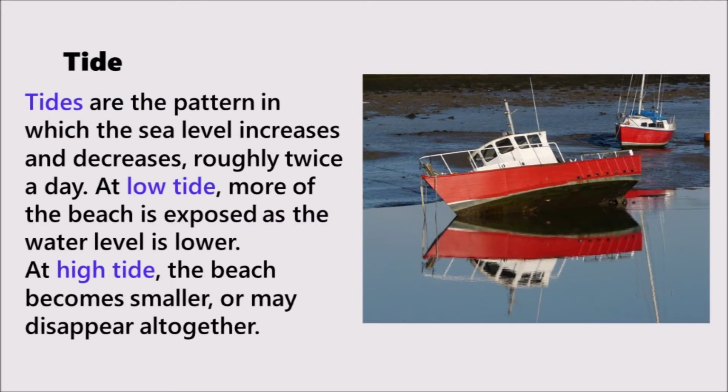Tide. Tides are the pattern in which the sea level increases and decreases, roughly twice a day. At low tide, more of the beach is exposed as the water level is lower. At high tide, the beach becomes smaller or may disappear altogether.